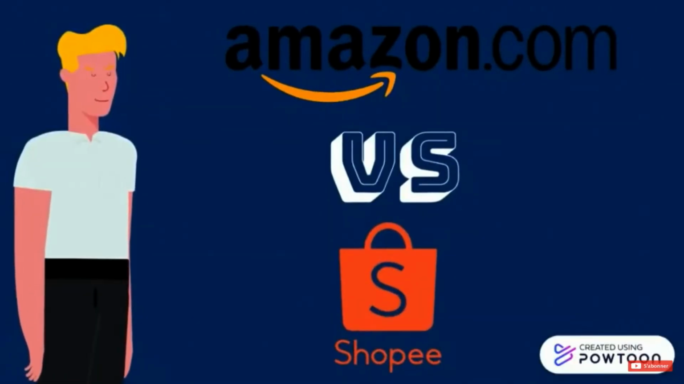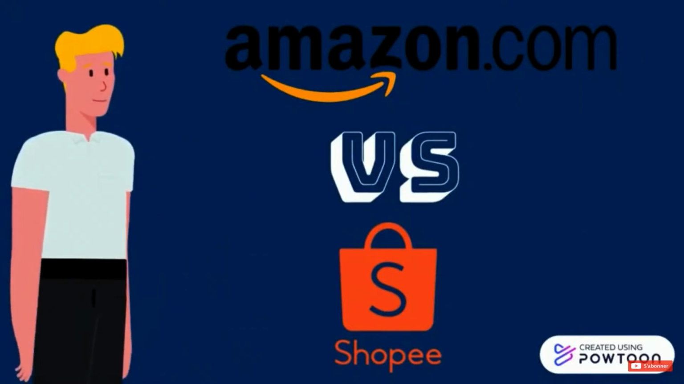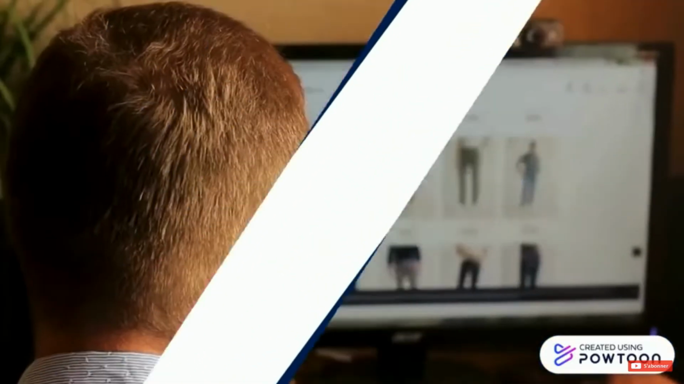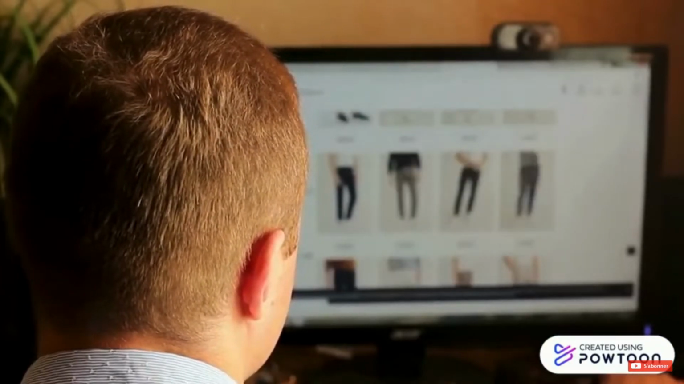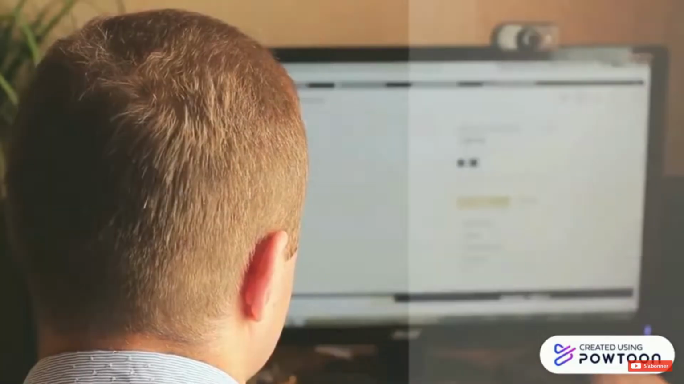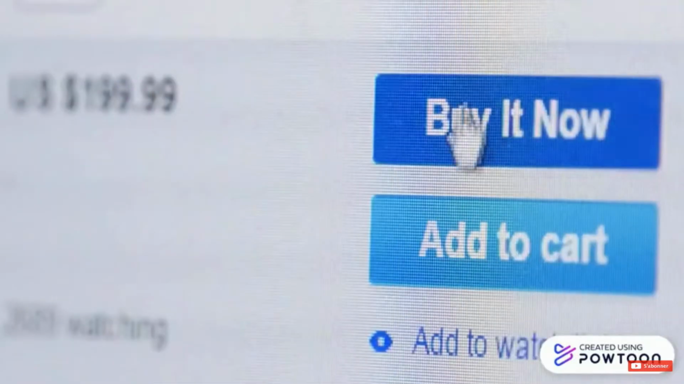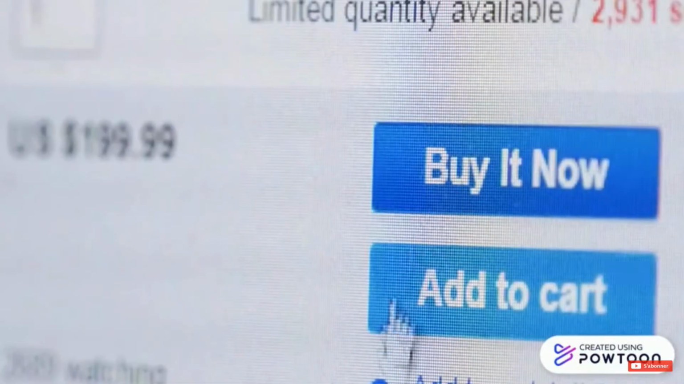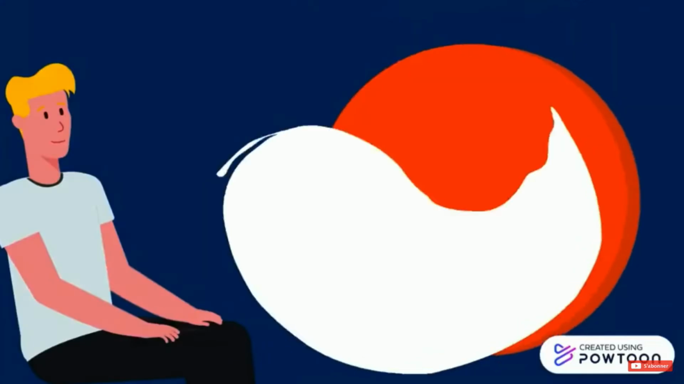Now, we're gonna look at the similarities and differences between Shopee and Amazon. One of the points that the two companies have in common is their simple to understand, easy to use UI, or user interface. The two platforms both allow everyone to set up shop and start selling to visitors for free, and only take a commission when the shop sells a product.